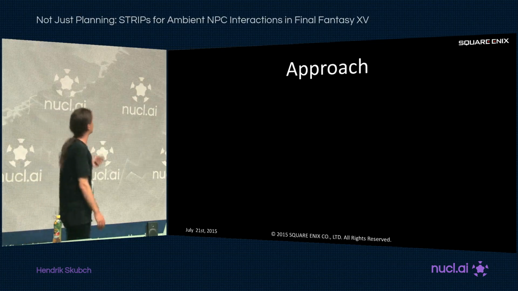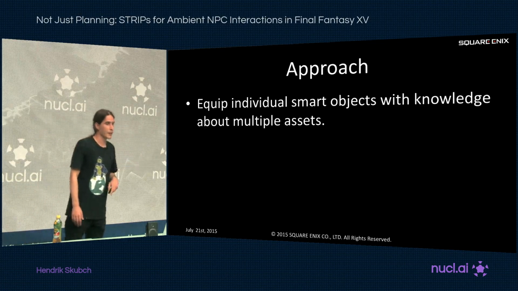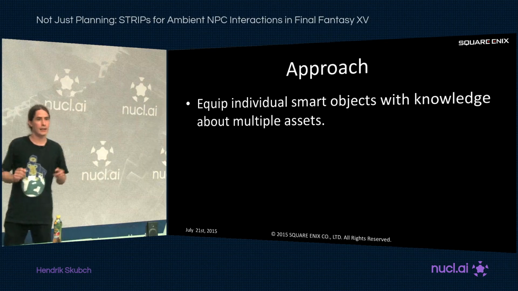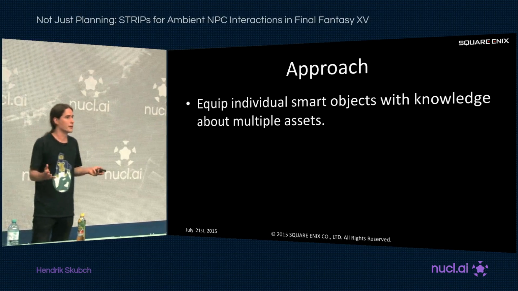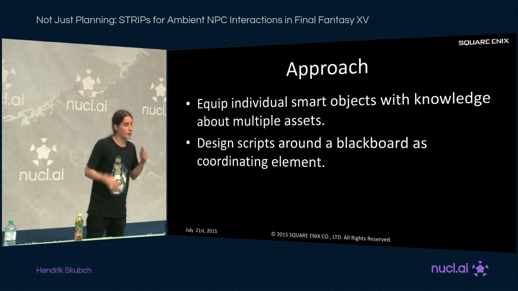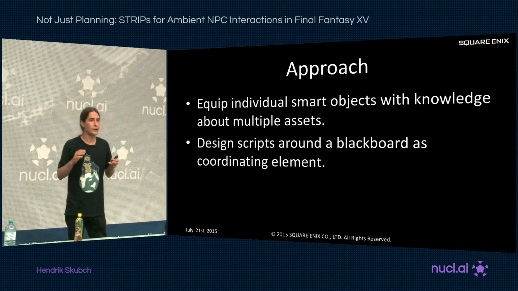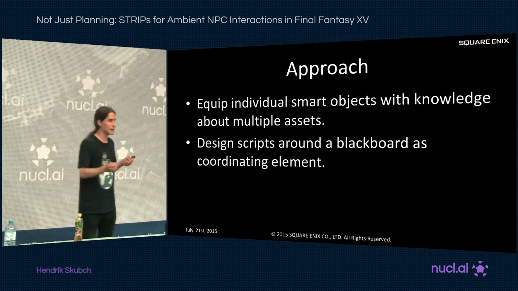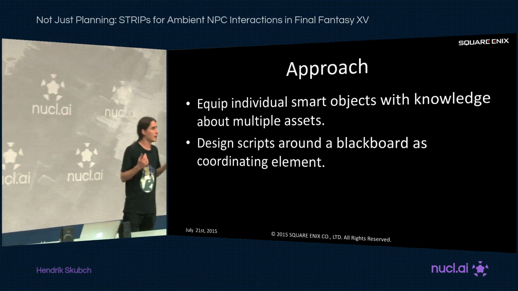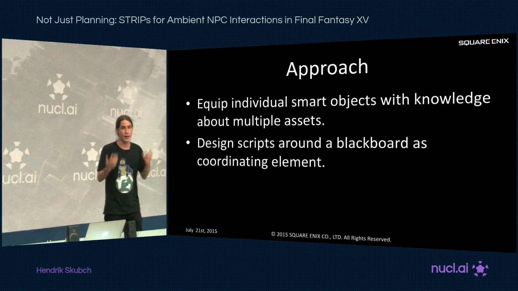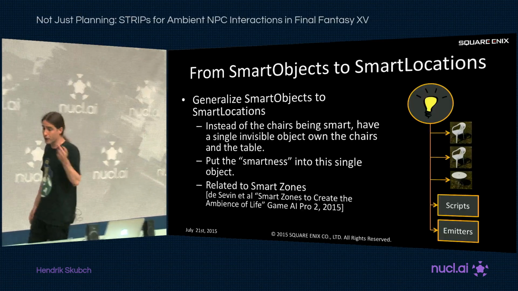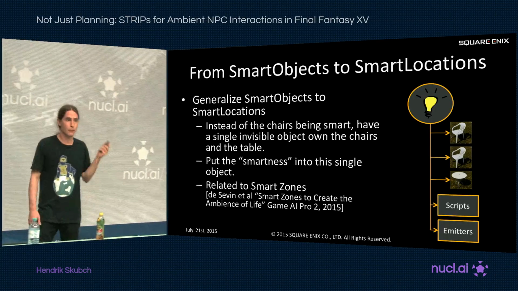So what we did instead of behavior trees is, firstly, we go back to the smart objects and equip them with knowledge about multiple assets instead of just one asset. And we design scripts around the Blackboard as the coordinating element. So agents then have the ability to communicate with each other via that Blackboard. The first part is fairly straightforward.